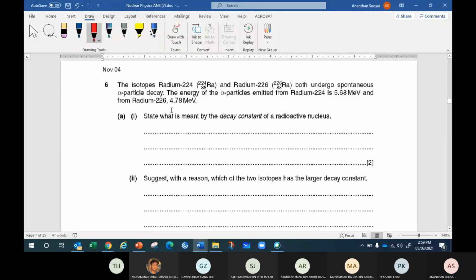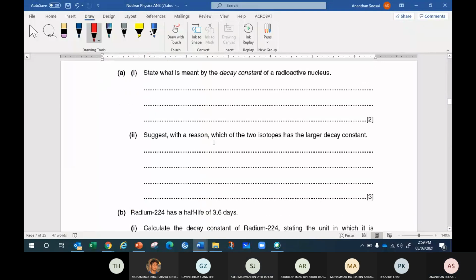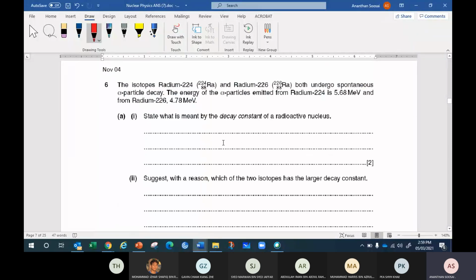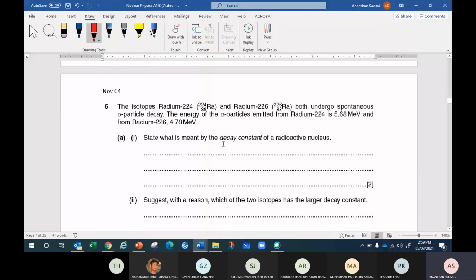Okay, state what is meant by decay constant. What is that decay constant? The probability for a nucleus to decay per unit time. Okay, suggest with a reason which of these two isotopes has the larger decay constant. Which has a larger decay constant? Does 224 have a larger decay constant or does 226?